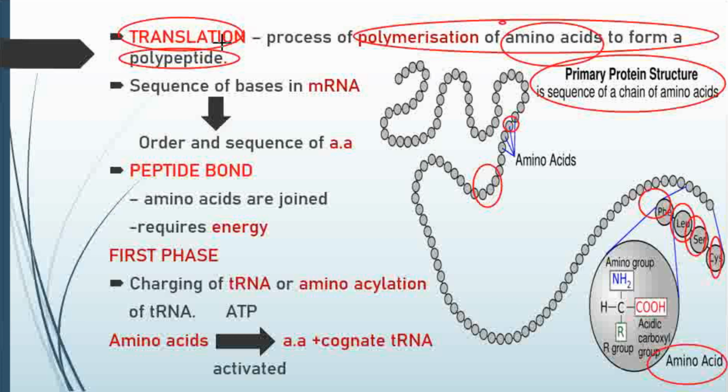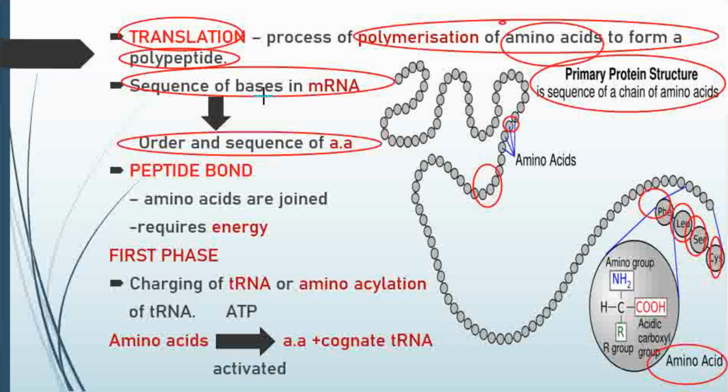The process of producing a protein chain like this from mRNA is what we call translation. The order and the sequence of amino acids in the polypeptide chain, in what order and sequence they are going to be arranged, depends on the sequence of bases in the mRNA. So the order and sequence of amino acids we get after translation depend on the bases in the mRNA, obviously, because we are going to translate from the mRNA.